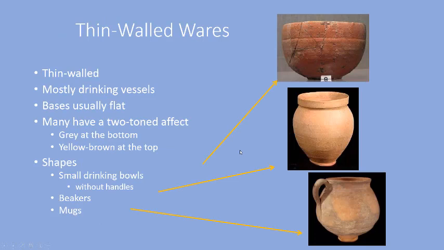Thin-walled wares is another type of pottery that I didn't mention among my three main ones, but I'm just showing you that there's still variety in the Roman world beyond those three primary types. These are things that are used more for everyday, like drinking vessels, or drinking bowls, beakers, everyday sort of things.